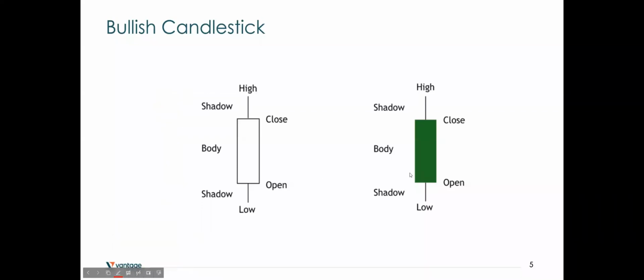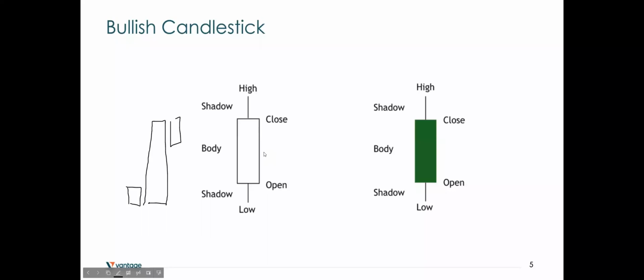For a bullish candle, I'm just going to use black. For a bullish candlestick on a lower time frame, what you're seeing here is that it opens, it goes down, and then it moves up, and then it comes down again. So candlesticks are fractal in nature. When you look at different time frames, they tell you different stories.